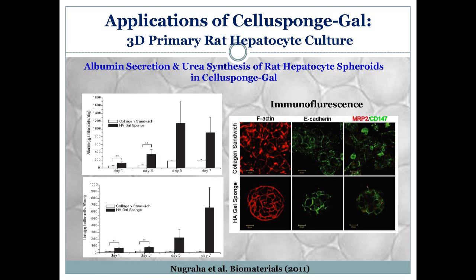MRP2 staining shows us the apical domains of the hepatocytes in red. This tells us there is transport protein within healthy living hepatocyte cells. We didn't see much red in hepatocyte pictures of collagen sandwich. Lastly, CD147 staining marks the basolateral layer in green, showing us these cultured hepatocytes are not transforming into other kinds of cells, and they are not dying.